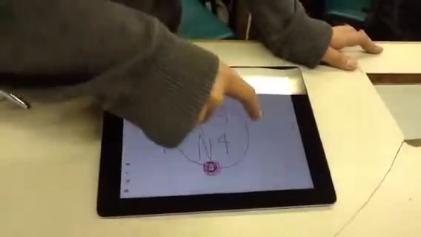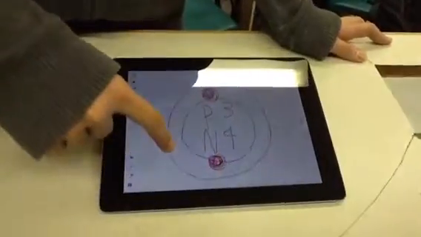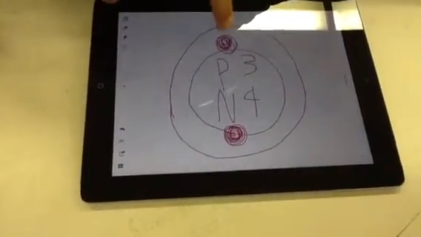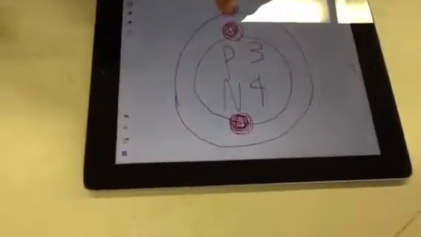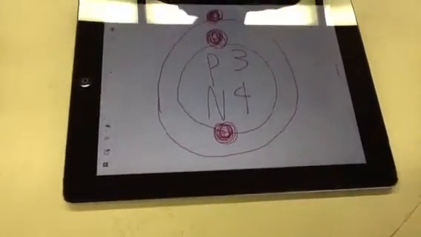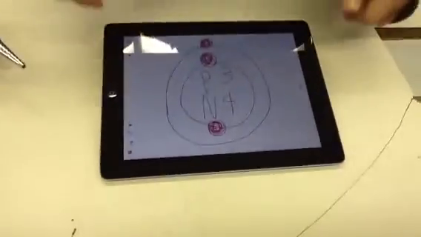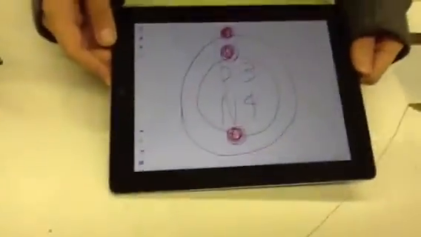Those 2 dots are electrons. Also the amount of protons. And the amount of electrons is the same as the amount of protons. Protons and electrons. And that's how to do a Bohr diagram.